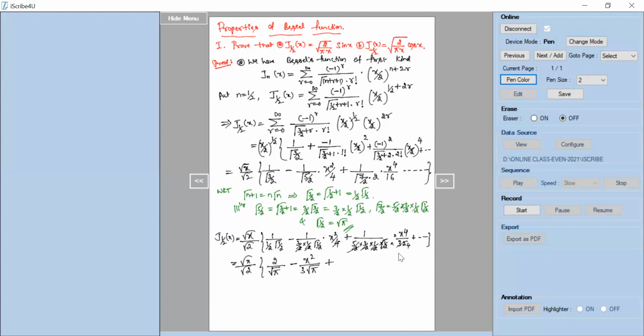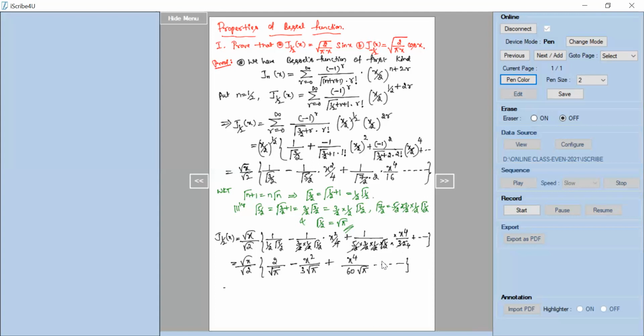So therefore we get plus x power 4 by, if I multiply 5 into 3, 15. 15 into 4, 60. It is 60 into gamma 1 by 2, square root of pi, and so on. This will continue. So this is just a simplified expression. And in all these things, you can observe that root pi was common. I will take it outside.